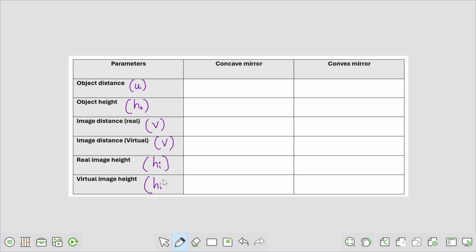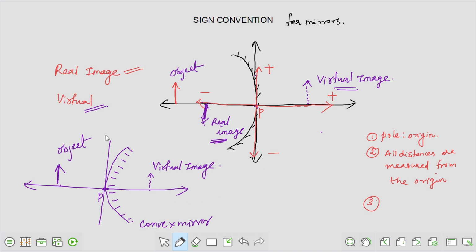Okay, image is HI, object is HO. So these are the cases. Now in the previous slide, I have told you that we have to follow the Cartesian coordinate sign convention when we are giving the sign for each parameter.